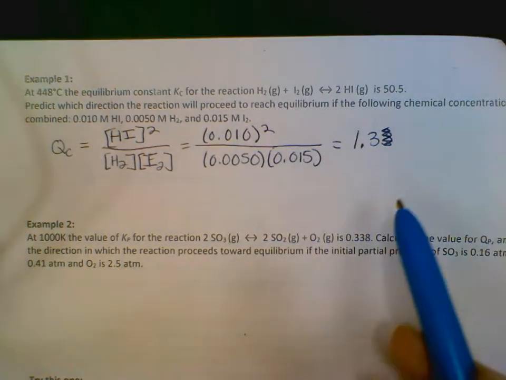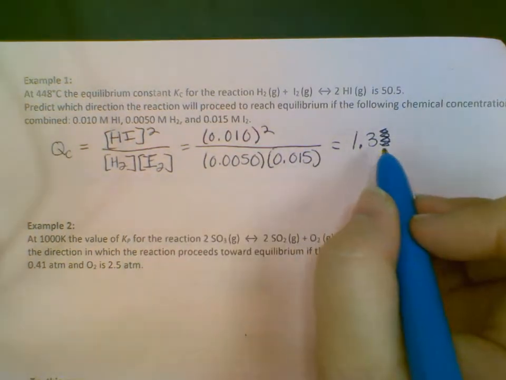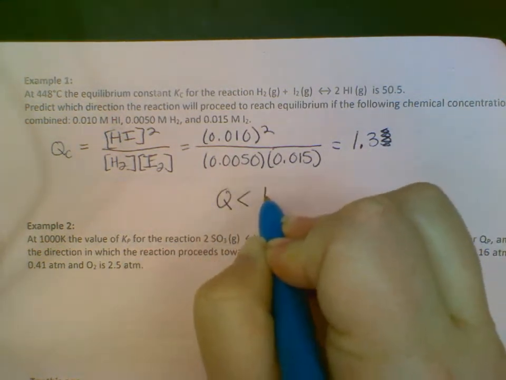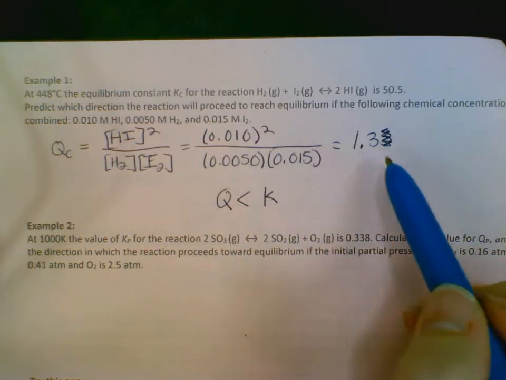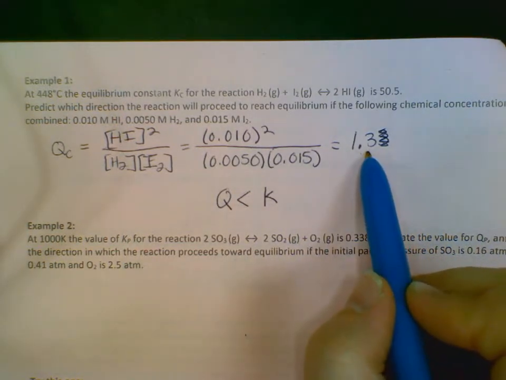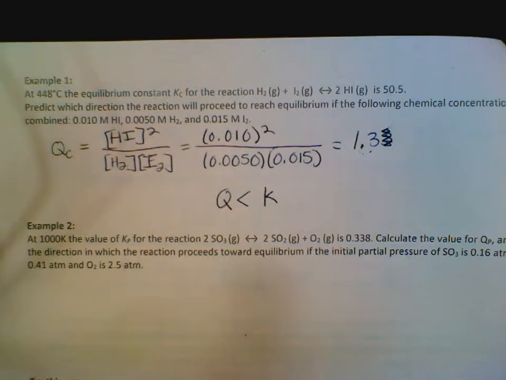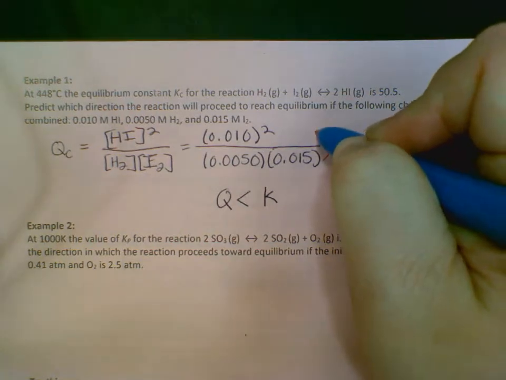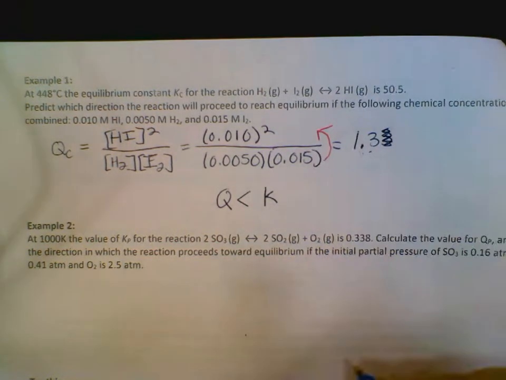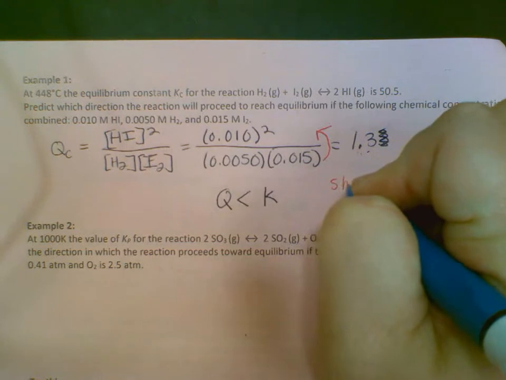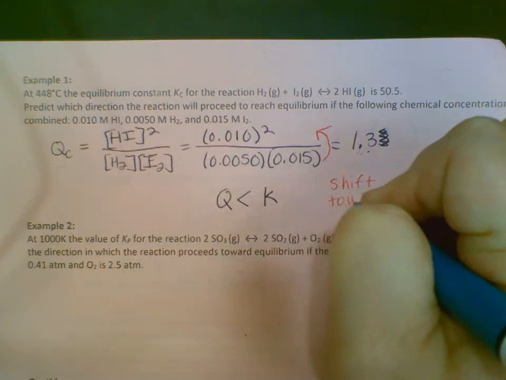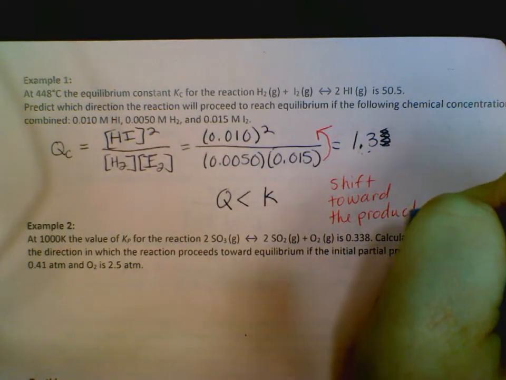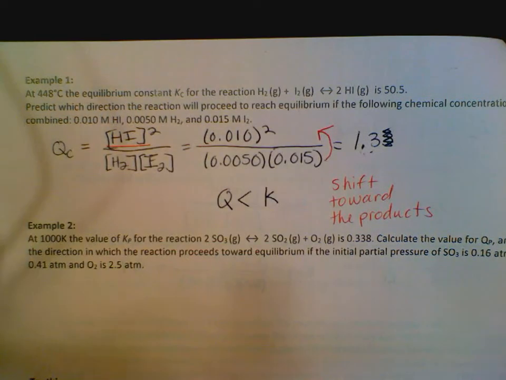Okay, so now we're going to do our comparison. Q is 1.3, K is 50.5, so Q is less than K. This number is too small. So if we wanted to make this number bigger, we would need to shift and have smaller denominator, bigger numerator. We got to shift from the bottom to the top, which means we're going to shift toward the products, because the products are on the top, HI.